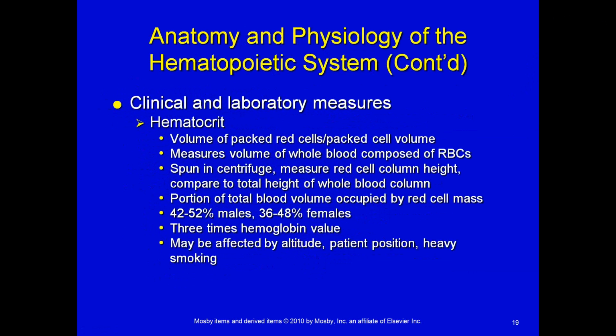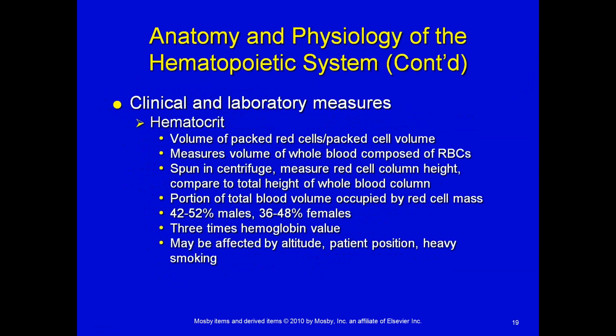The hematocrit represents the percentage of red cells. And if I have 42% red cells as a male, my hemoglobin value would be about a third of that.